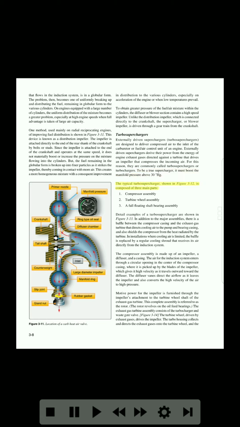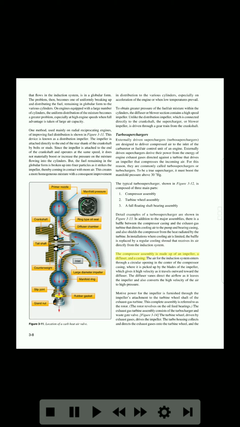The typical turbo supercharger, shown in figure 3-12, is composed of three main parts: 1. Compressor assembly. 2. Turbine wheel assembly. 3. A full floating shaft bearing assembly. Detailed examples of a turbo supercharger are shown in figure 3-13. In addition to the major assemblies, there is a baffle between the compressor casing and the exhaust gas turbine that directs cooling air to the pump and bearing casing, and also shields the compressor from the heat radiated by the turbine. In installations where cooling air is limited, the baffle is replaced by a regular cooling shroud that receives its air directly from the induction system.